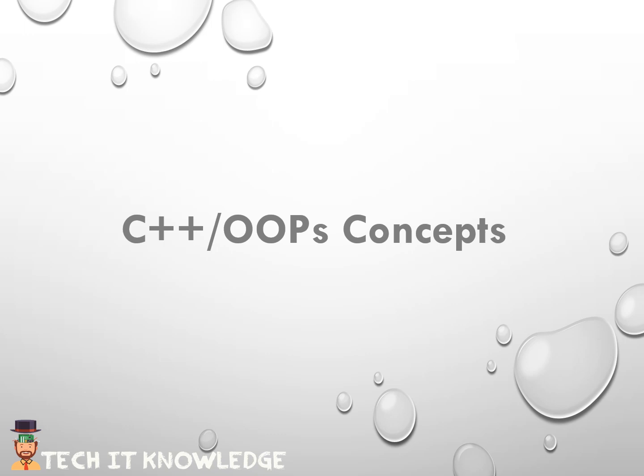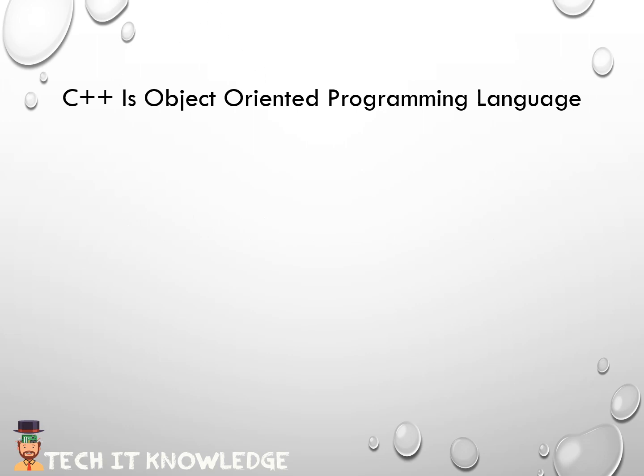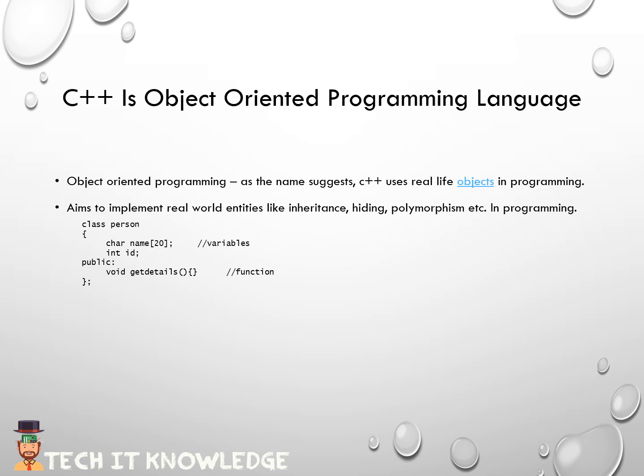In this video, we are going to cover C++ OOPs concepts. So let's start. C++ is an object-oriented programming language. So what is object-oriented programming? As the name suggests, C++ uses real-life objects in programming, which aims to implement real-world entities like inheritance, hiding, polymorphism, etc. in programming. So we will see an example.